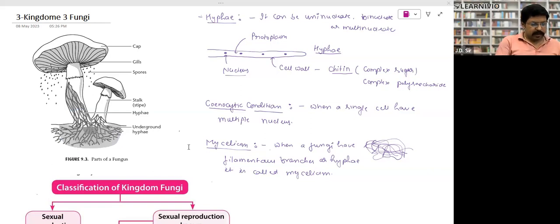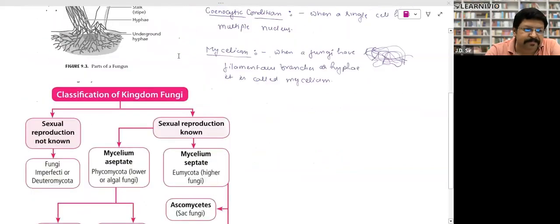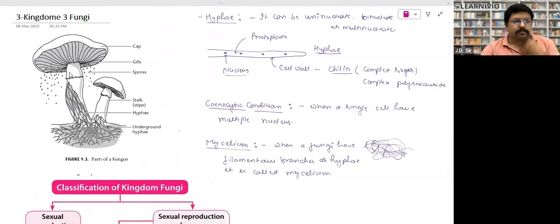So fungi are made up of a small cellular structure. We call them hypha, and hypha can be uninucleate, dinucleate, or multinucleate. So there can be three kinds of hypha. I haven't told you what the uninucleate and binucleate are. Just a minute.